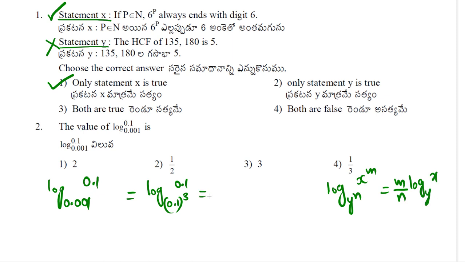In the same way here also we can write. Here 0.1 can be written as 0.1 whole to the power of 1. So this is equal to 1 by 3 into log 0.1 to the base 0.1. So this is equal to 1 by 3 times log 0.1 to the base 0.1, that is equal to 1. So this is equal to 1 by 3 times 1, which means 1 by 3. So option 4 is correct. Let us go to the next question.